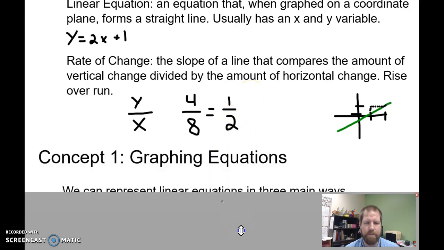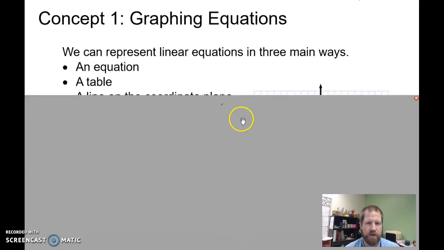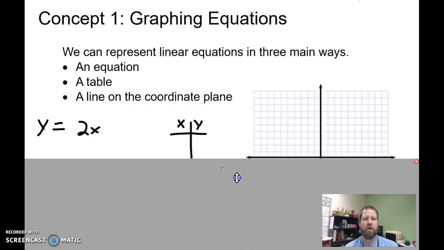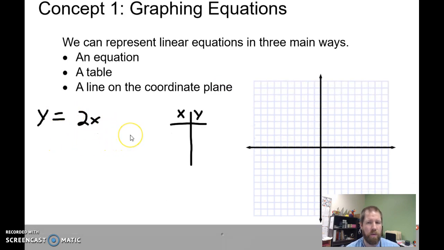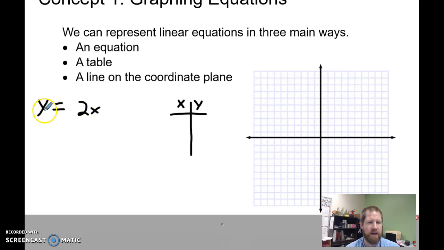All right. So our first concept is graphing equations. And here I've got my equation. I can represent an equation in 3 main ways. I can represent it as a linear equation mathematically. I can represent it in a table as the different solutions, so different points on the graph. And I could represent it as a line on a coordinate plane.